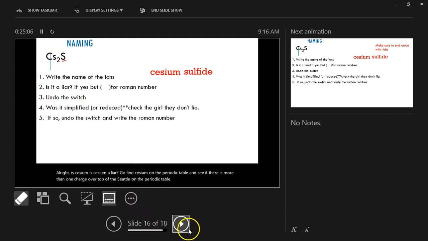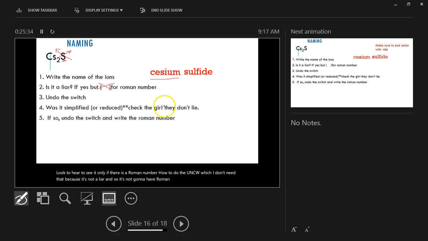And no, it isn't. So it is just cesium sulfide because it's not a liar. So if it doesn't have more than one oxidation state, I don't need Roman numbers. Then I look to here only if there is a Roman number, to see how to do the unswitch. I don't need that because it's not a liar. And so it's not going to have Roman numbers.